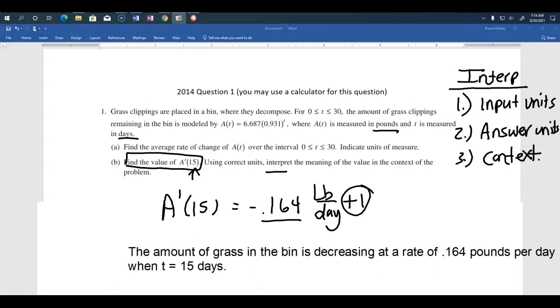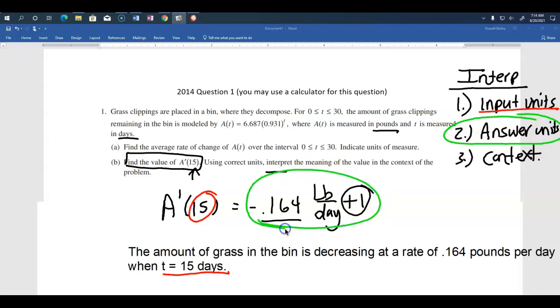So, remember I told you there's 3 things that our interpretation needs to include. First of all, it needs to have the input units. That's the number that we plugged in, and I've got them there. T equals 15 days. This is the rate of change at that point in time. Okay? It also needs to include the answer units. My answer is right here. The answer units are pounds per day. So there's my output units.